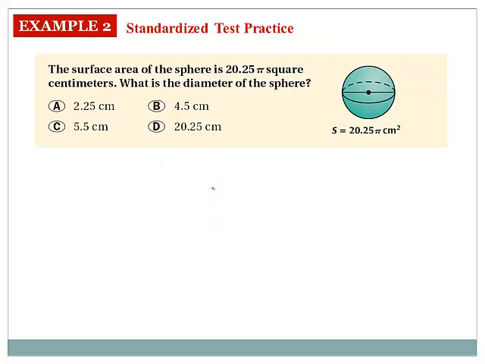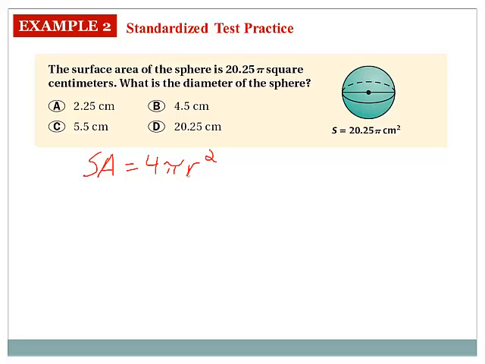The next example here says that the surface area of a sphere is 20.25 pi square centimeters. What is the diameter of the sphere? So in this one, we've been doing a lot of problems like this in past sections where they now give us the surface area. Now we need to find a dimension of our solid. So in this case, we're trying to find the diameter. Well, since we're using surface area, I know I need to use the surface area formula, which is surface area is equal to 4 pi r squared.